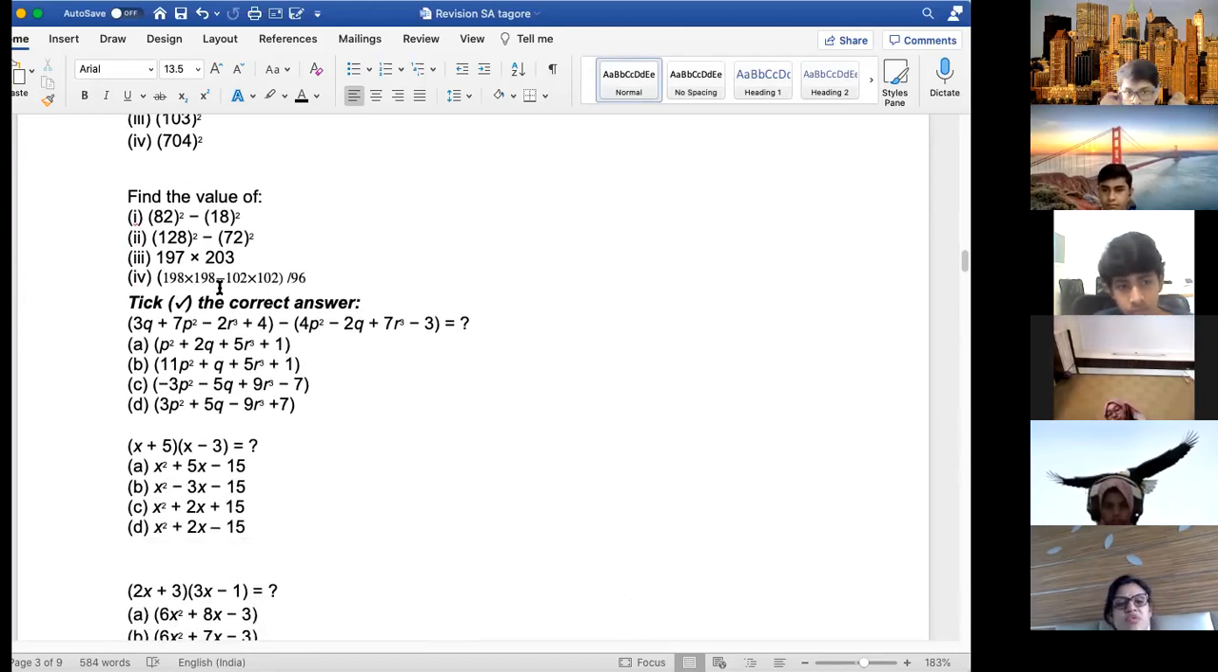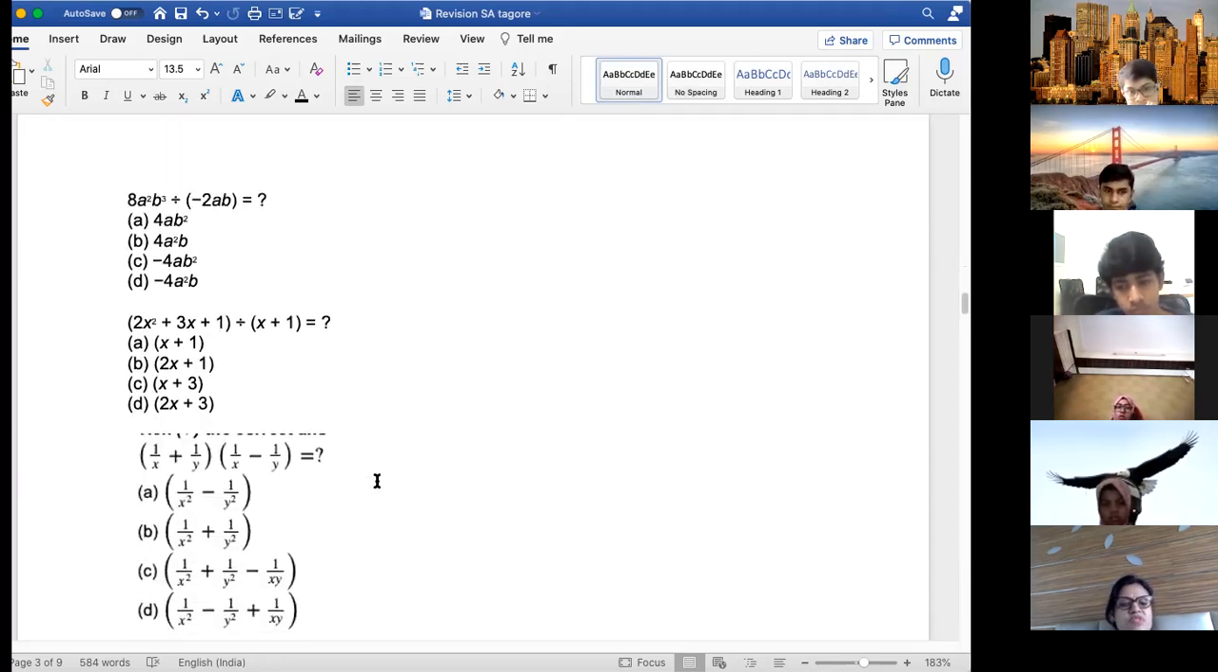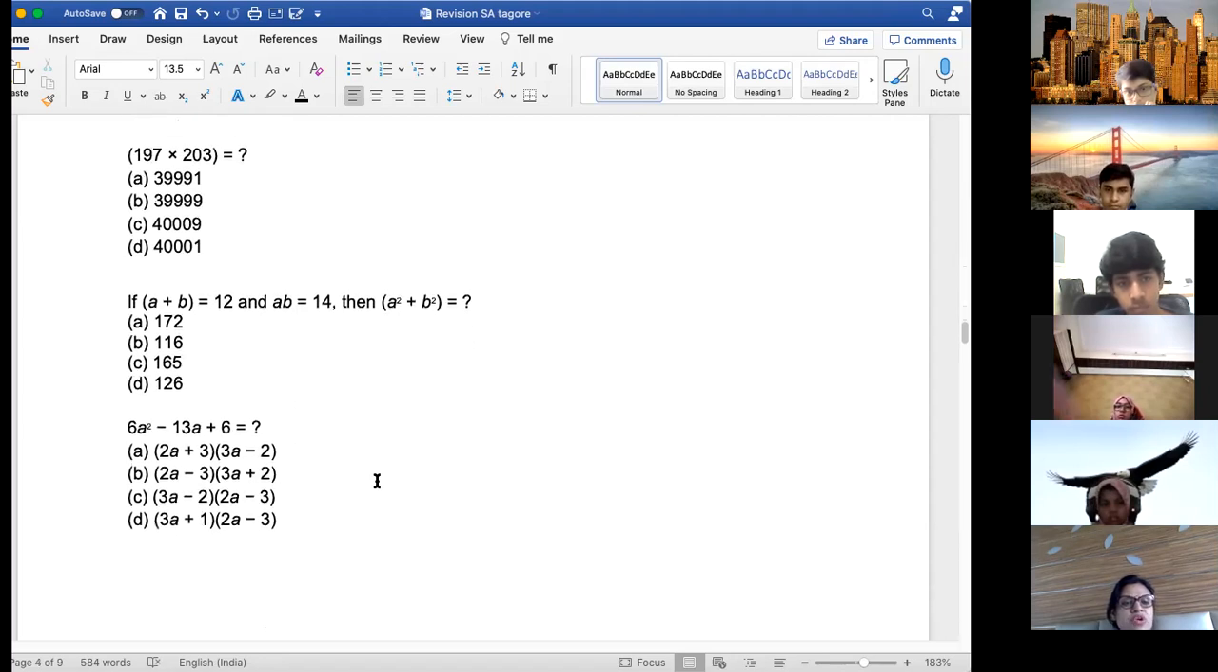This is also a square minus b square. What is 96? 100 minus 4, right? So that way you will do. Take the correct answer in MCQ, so you can do factorization. What is the answer of this multiplication? This you can do, right? Multiply 2x plus 5, 2x minus 5. So this is a formula, 4x square minus 25. So for A plus B, A minus B, this type of question MCQs will be there. I'm not doing it. This is 200 minus 3 into 200 plus 3. So again, you will use the same formula, A plus B into A minus B.